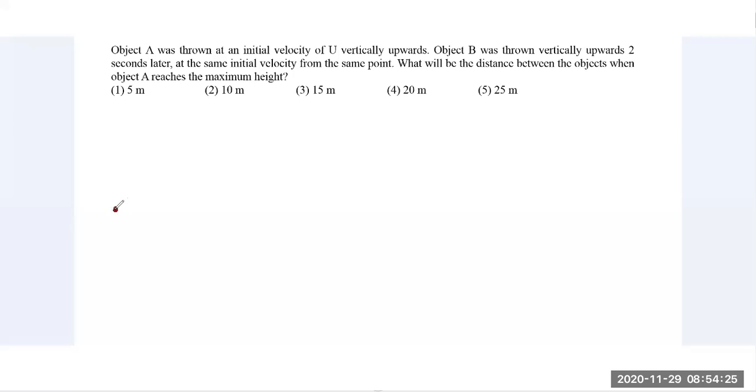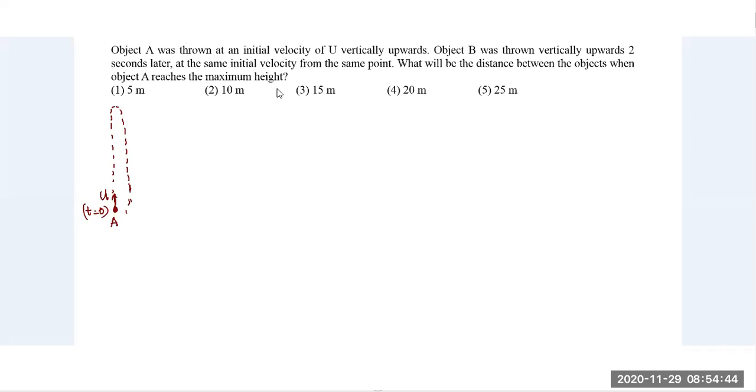Object A starts its motion from the ground and it's thrown vertically upwards at an initial velocity of u. Let's take the time in the stopwatch as t equal to 0. We know the object is going to go up and it's going to come back down, right? No problem with that.